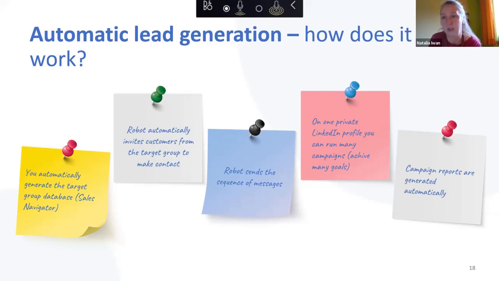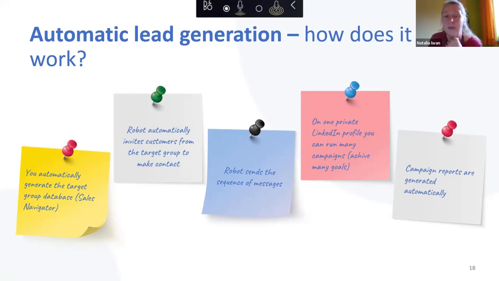So you don't pay twice, but you have to use the Sales Navigator first to define and generate the target group database to use it for the sales robot. This is maybe not clear enough at the moment, but I will show you where they put the link after the search in the Sales Navigator, and you will understand.